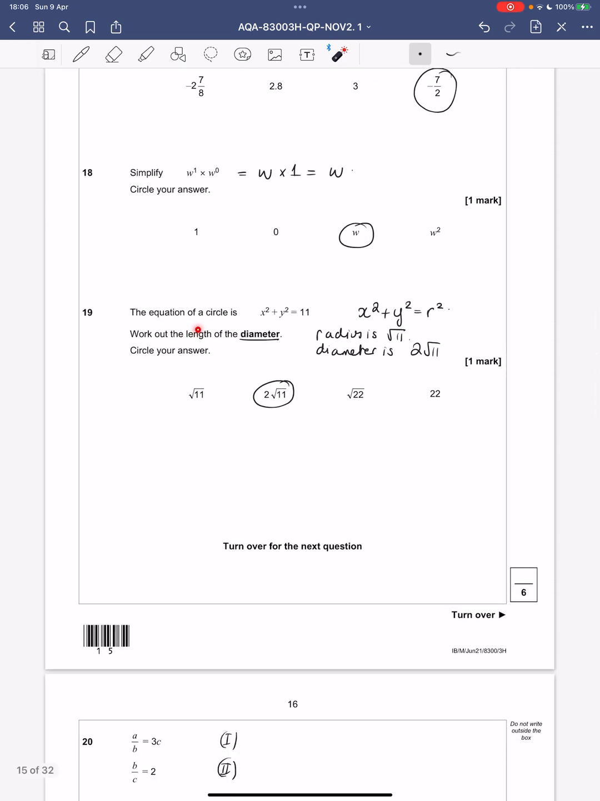Number 19, the equation of a circle, x squared plus y squared is 11. Well, for a circle, it's always x squared plus y squared is r squared. So our r squared is 11. So the radius is the square root of 11. The diameter is twice the radius, so it's 2 root 11.